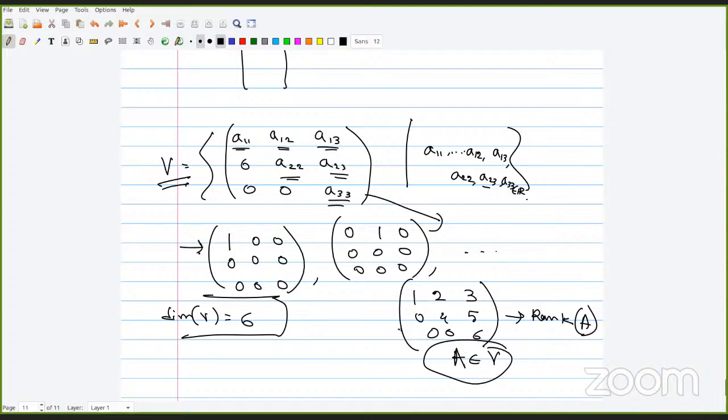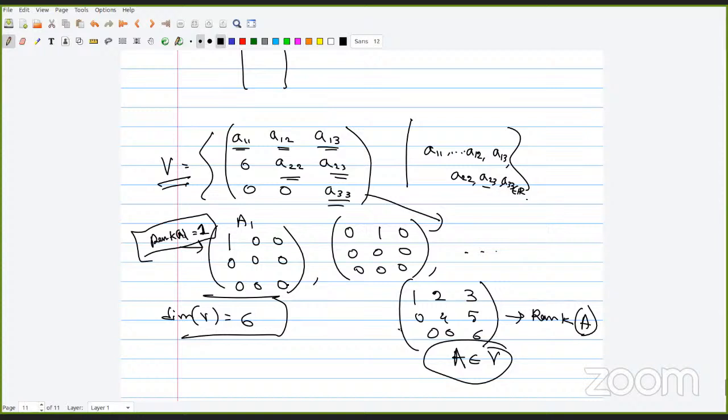Observe that this is also an upper triangular matrix. This first one, 1 0 0 0 0 0 0 0 0. What is the rank of this? 1. This rank is 1. So suppose this is my A1. The rank of A1 is 1. This has nothing to do with this dimension. When we put the values in these places, then the rank and dimension will be different.